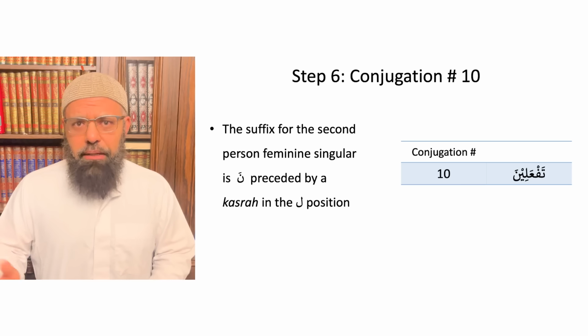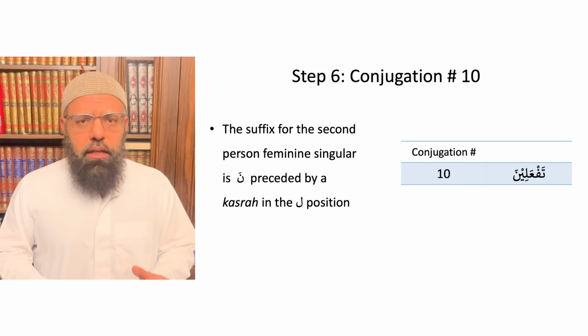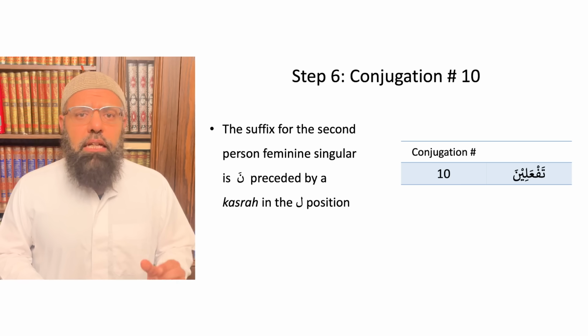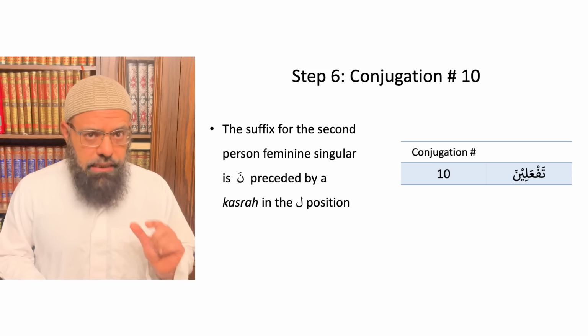A waw preceded by a dhamma is for the group of males, and a ya preceded by a kasra is for the single female, not group of females, single female. So taf'aluna followed by taf'alina, and now we have the entire table.